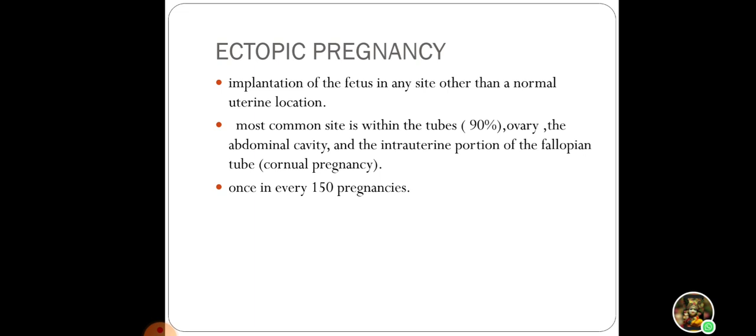Ectopic pregnancy: implantation of the fetus in any site other than the normal uterine location is known as ectopic pregnancy. The most common site is within the tube, which is the fallopian tube, in 90% of cases, then ovary, abdominal cavity, and intrauterine portion of the fallopian tube, once in every 150 pregnancies.